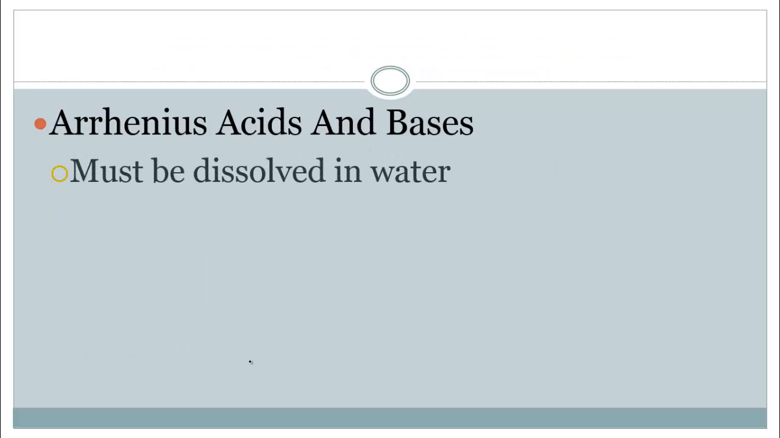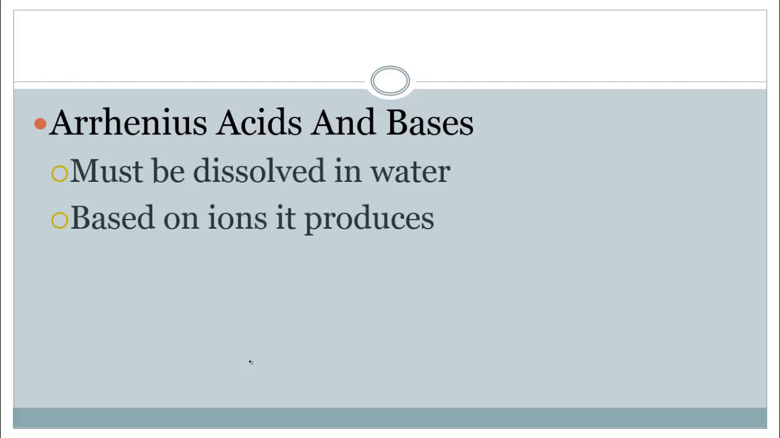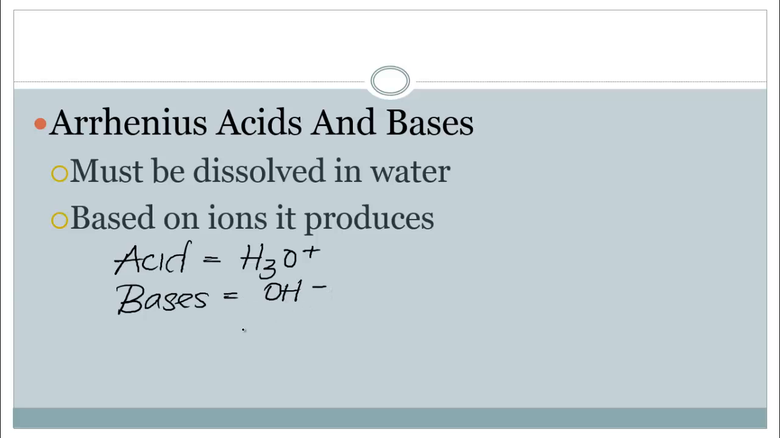So to be an Arrhenius acid or base, we must dissolve in water. And whether you're an acid or a base is based on what it produces. So remember, acids produce H3O+, or the hydronium ion. Bases produce OH-, or the hydroxide ion.